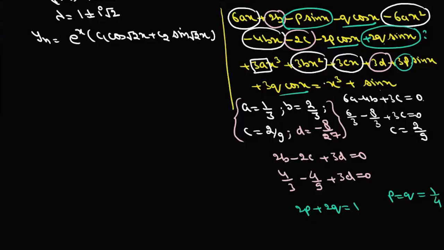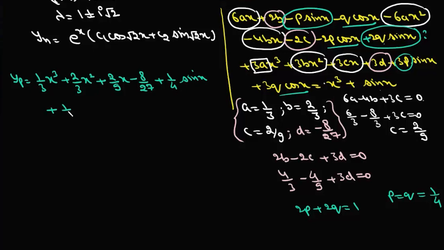So from here we can write this yp as ax cube, so it will be 1 by 3x cube plus bx square, plus 2 by 3x square plus cx, plus 2 by 9x plus d, minus 8 by 27 plus p sin x plus q cos x. There will be 1 by 4 sin x plus 1 by 4 cos x.